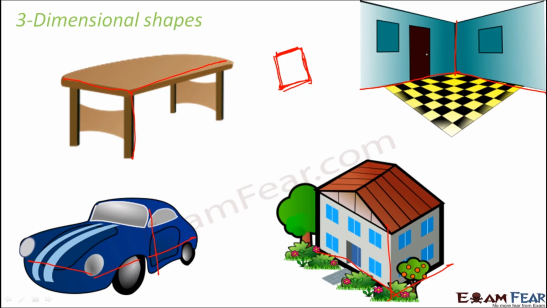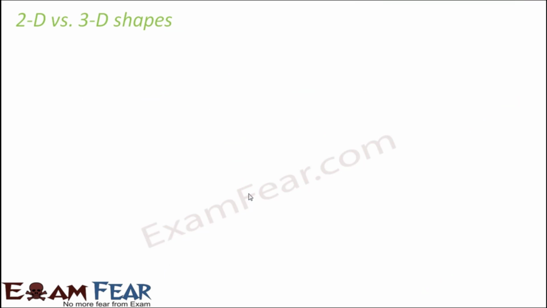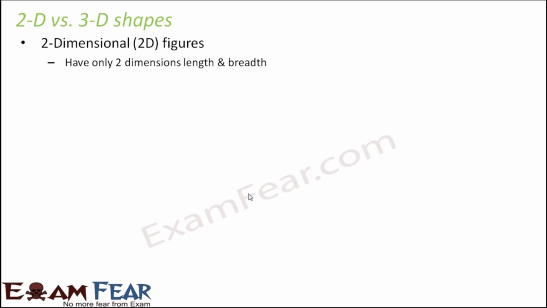Now, whatever we have discussed so far, whether it is a rectangle or a quadrilateral or a parallelogram, if you would have seen, they only had 2 dimensions, length and breadth. Think of a kite, all of them, they do not have the 3rd dimension, which is height. But now we are going to talk about objects with 3 dimensions. So how can we differentiate 2-dimensional shapes from 3-dimensional shapes? 2-dimensional figures will only have 2 dimensions, that is length and breadth.